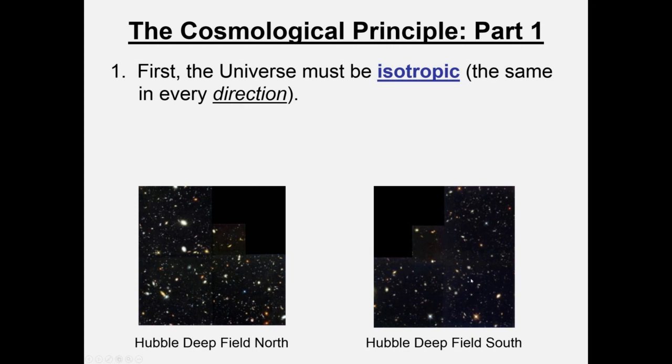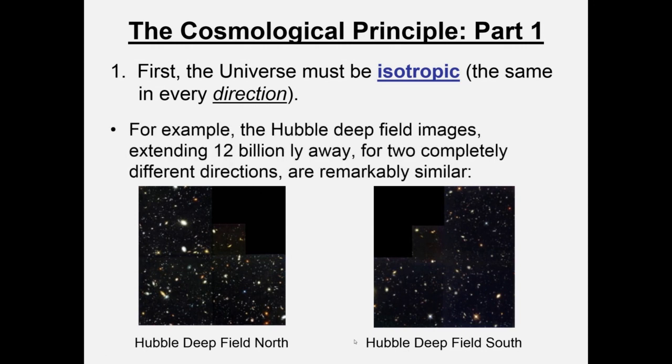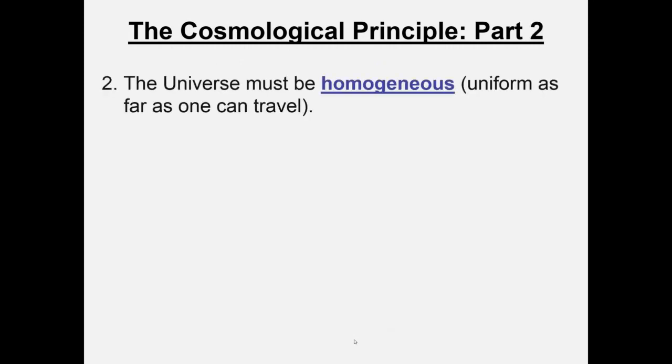And what you can see is that they both look basically the same, right? It's not like over here we see all blue galaxies and over here we see all red galaxies. It's not like there's way more galaxies over here than over here. In both directions, opposite directions, they look pretty much the same, right? Which is isotropic. So when we look 12 billion light years away into different directions, they look basically the same, right? On average. They're not the same picture, obviously, but on average, the qualities are the same in both directions, right? So isotropic, and the universe must also be homogeneous.